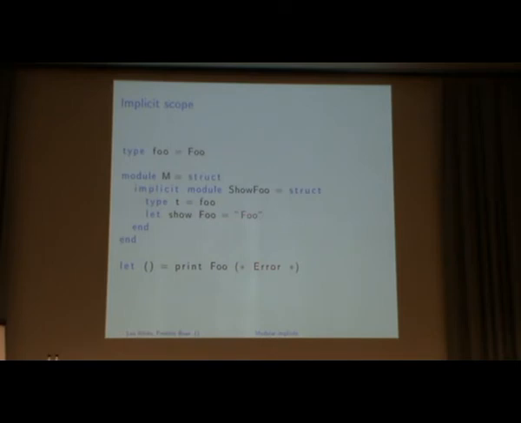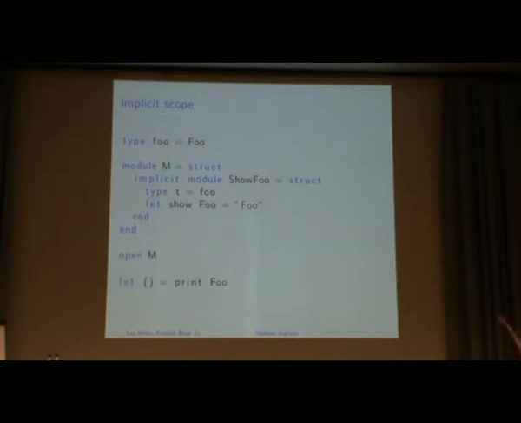Right, so only things available for selection are those which are available directly at the top level. So nested submodules are not available for selection. In this example, we have a food type and a show food telling us how to show it. But because it's a submodule of M, this print food is not going to work because it can't see it directly. You can fix this by opening M to bring it into the top level scope. And we also have a kind of open implicit M, which just takes the implicit members of M and makes them available in the implicit scope. So that's a little easier.